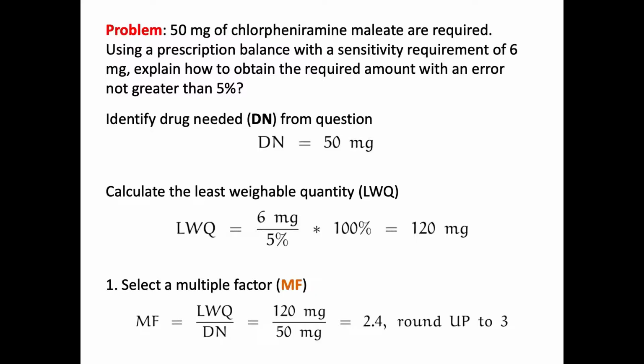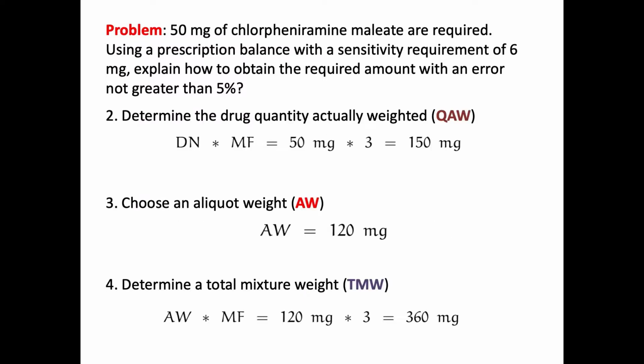And I know I've emphasized this enough. What we need to do is take that multiplication factor and round it up to the nearest whole number. So 2.4 would be rounded up to the number 3. So our multiplication factor in this question will be 3. Step 2 is to determine the actual amount of drug quantity to weigh. So our QAW, the quantity of drug to actually weigh, is determined by taking the amount of drug needed, which we said was the 50 milligrams, times the multiplication factor we just determined of 3. So 50 milligrams times 3 is 150 milligrams. So we will, in fact, weigh 150 milligrams of our chlorpheniramine.